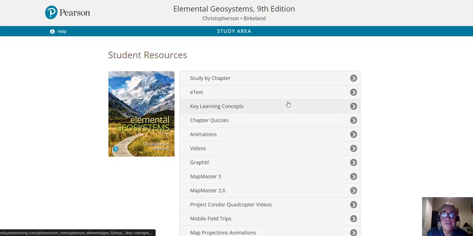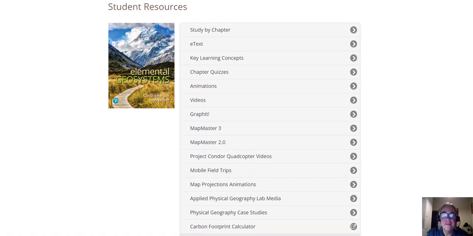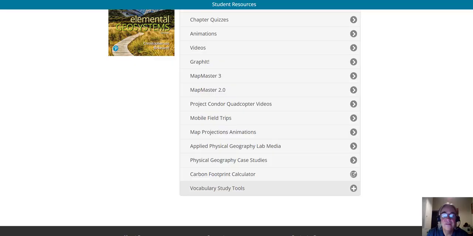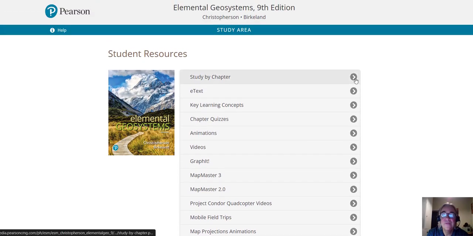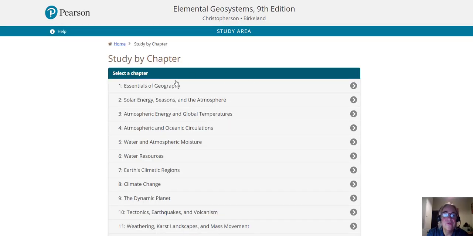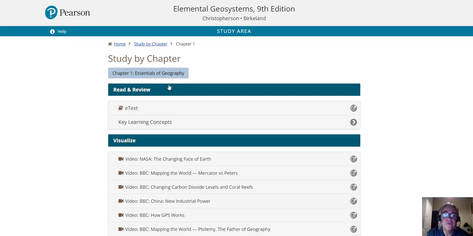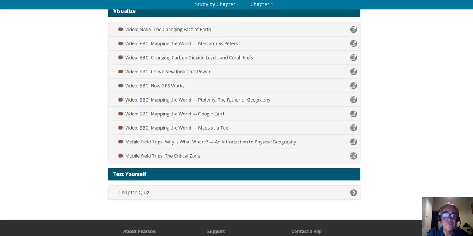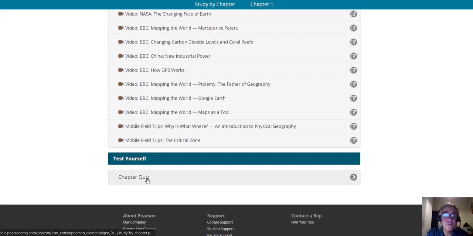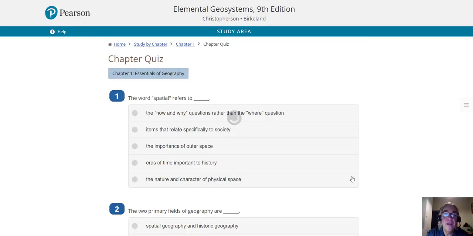Study by chapter, key concepts, things like that. Carbon footprint calculator, that's pretty cool. So study by chapter. Let me just go to chapter 1, Essentials of Geography. Here's all the information for chapter 1. There are some videos, and then at the bottom, test yourself, chapter quiz. So after you go through the PowerPoints, read the chapter, and do the homework, you could do this chapter quiz.